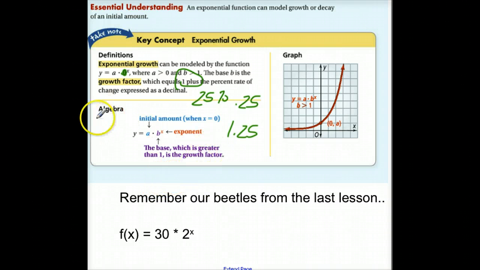Okay, so here it is with algebra. You want to make sure you have this written down. y equals a times b to the x. That's our function. a represents the initial amount when x equals 0, when x hasn't grown at all. b is the base, which is greater than 1. It has to be bigger than 1 to be a growth factor. And x is our exponent. For example, in our last lesson, we talked about the beetles that were reproducing every couple weeks, which was our x value. They started at 30, that was our initial amount, or the a value. b was that growth factor that's greater than 1.